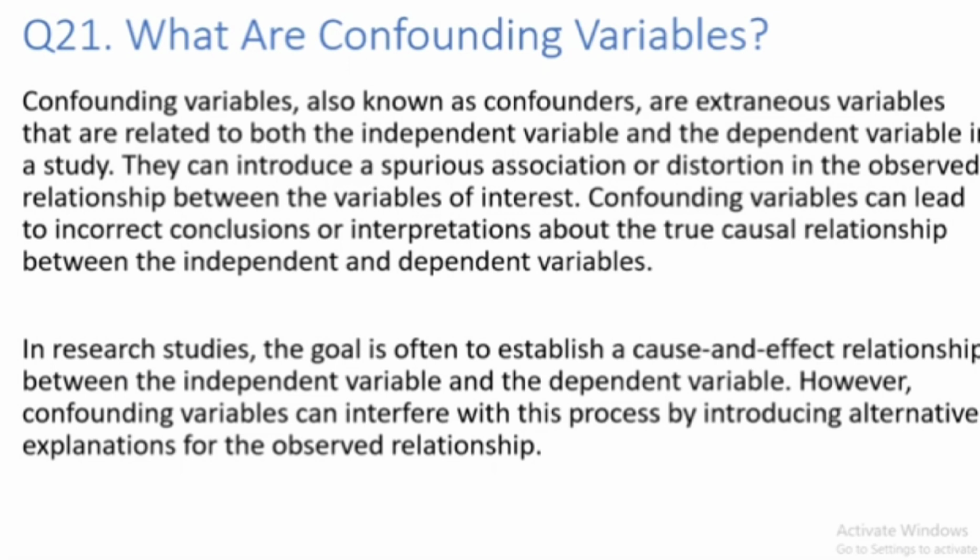In research studies, the goal is to establish a cause and effect relationship between independent variables and dependent variables. However, confounding variables can interfere with this process by introducing alternative explanations for the observed relationship.